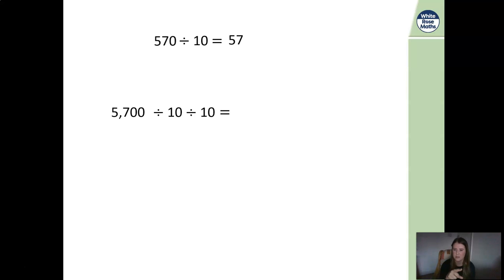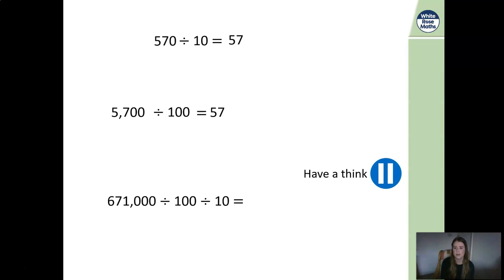However, we can do this a different way, because we know that if we do divided by 10 again, we know that's moving 2 places to the right. So that's going to be the same as dividing by 100. So let's just do 5,700 divided by 100. We know that number's now got to move 2 digits to the right to make it smaller. Therefore, my answer is 57. Same answer, but 2 different ways that we could work that problem out.